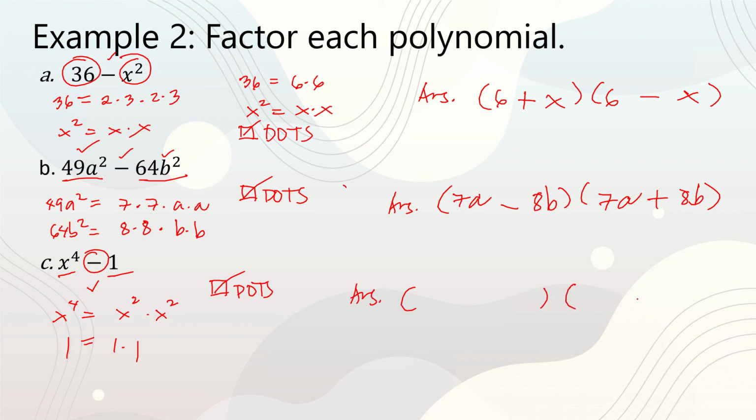Yung sagot natin, dalawang binomial. Square root ng x to the power 4 is x squared. So, lagay ka ng x squared sa first term. Then, 1 sa dulo, second term. So, plus yung isa, minus yung isa.